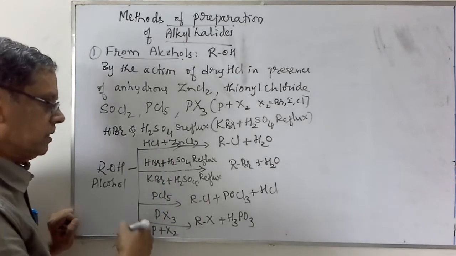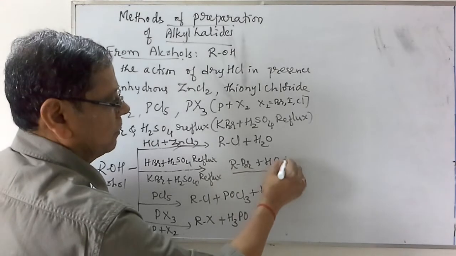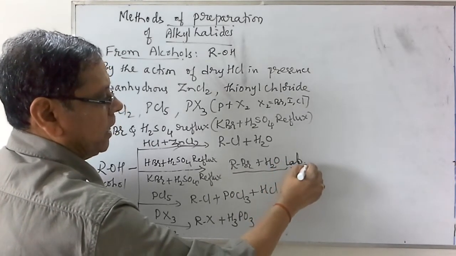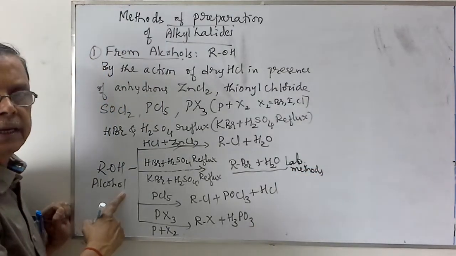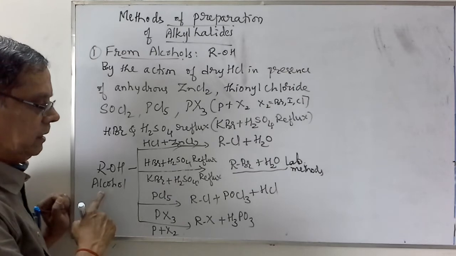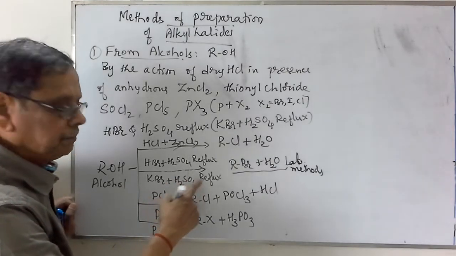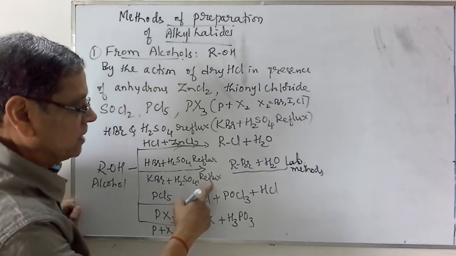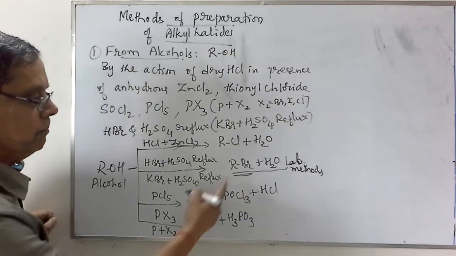But among all these, this second method is used as the laboratory method for the preparation of alkyl bromides. Especially ethyl bromide can be prepared by taking ethyl alcohol, potassium bromide, sulfuric acid in a round bottom flask fitted with a refluxing condenser. We will get the alkyl halide, that is alkyl bromide.